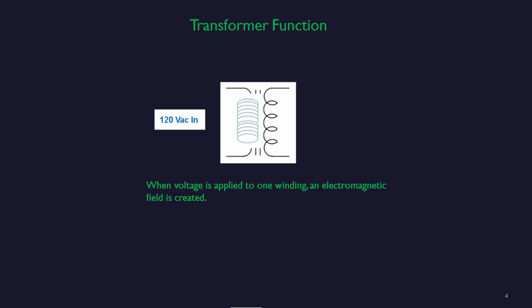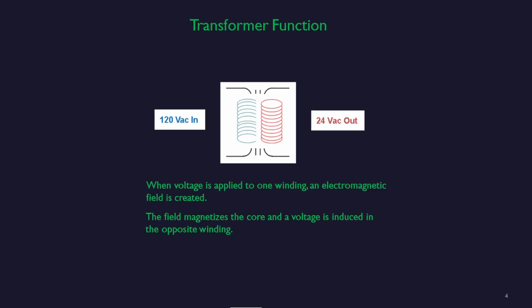When voltage is applied to one winding, an electromagnetic field is created. The field magnetizes the core, and a voltage is induced in the opposite winding. The amount of voltage is determined by the number of turns in each winding, called the turns ratio.